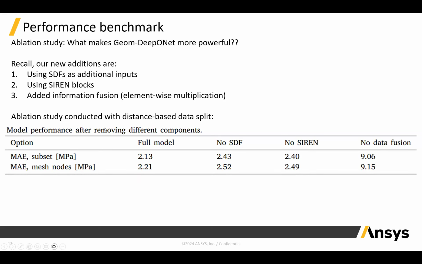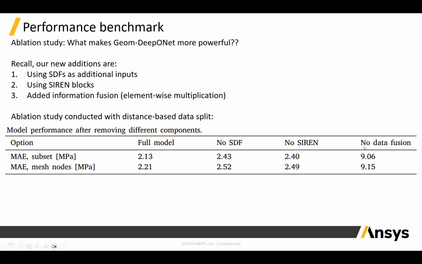We look at the performance of different variations of the model after we remove different components. In the first column, we have the full model, which has all three ingredients. In the first variation, we remove the signed distance function. You see it jumped up just a little bit. It's a little worse than the full model. Same story for Siren. It jumped up just a little bit compared to the full model.